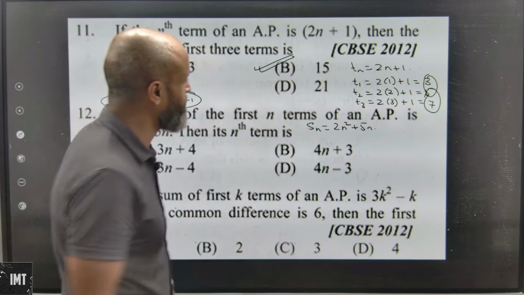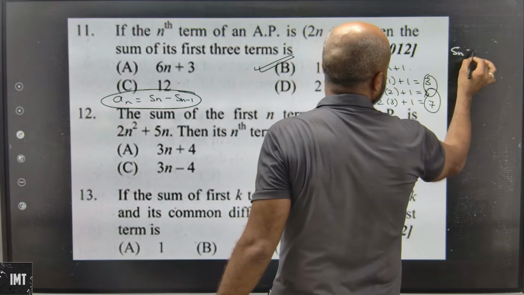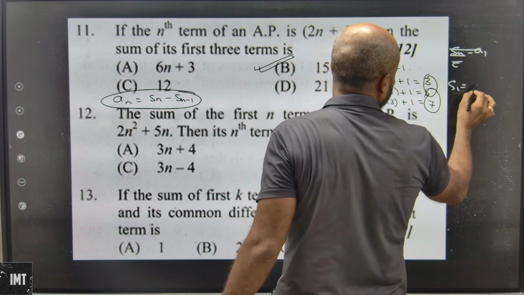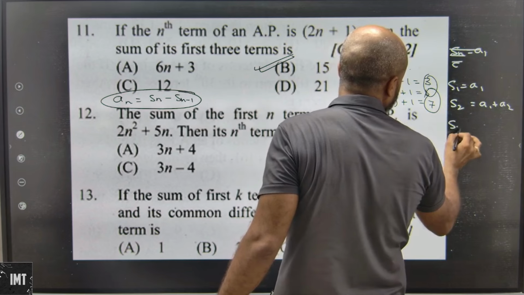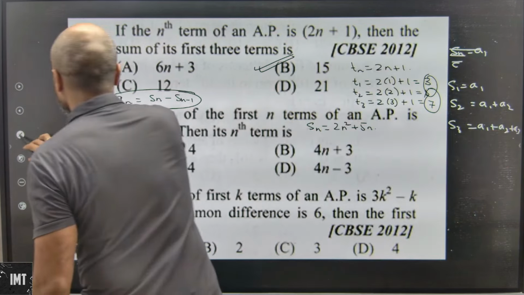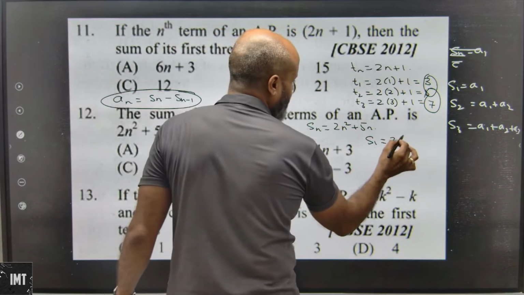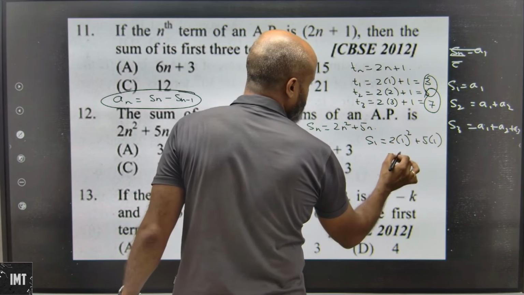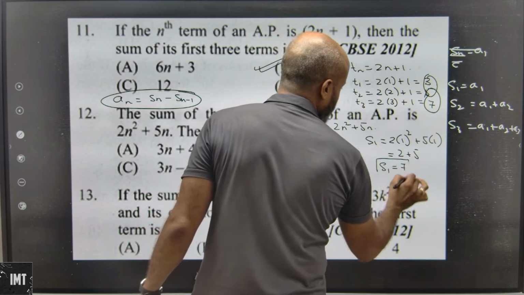A simpler way here is, let's say S1 is equal to A1, S2 is equal to A1 plus A2. What is S3? That will be equal to A1 plus A2 plus A3. So let's calculate S1. Just put the value of n as 1, 2 into 1 square plus 5 into 1. So that will be 2 plus 5. So S1 here will be 7.